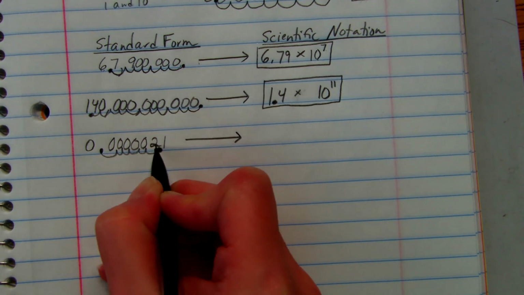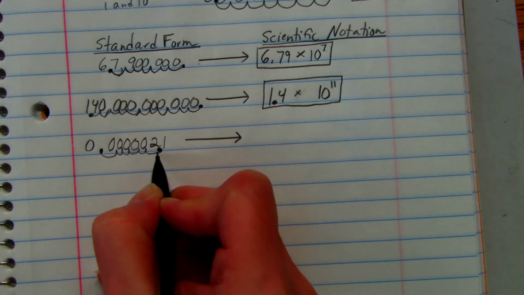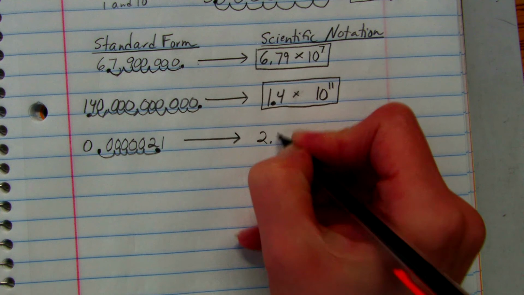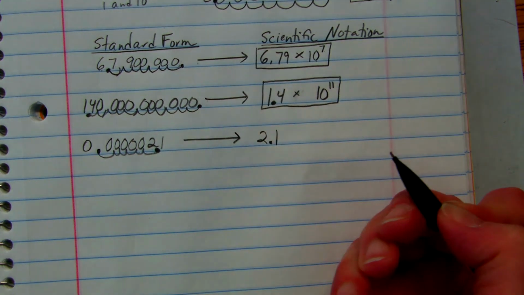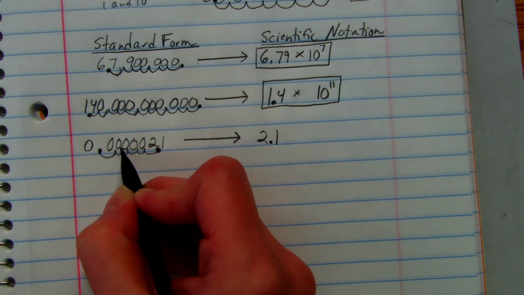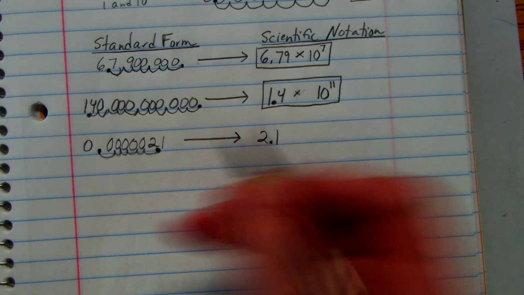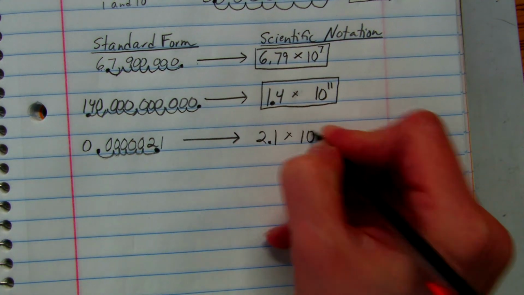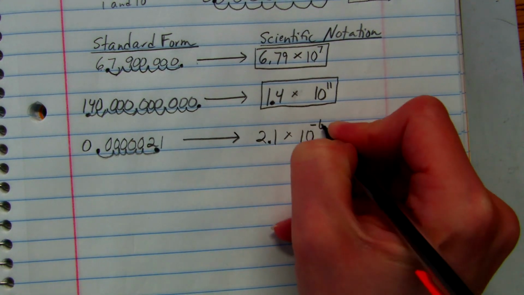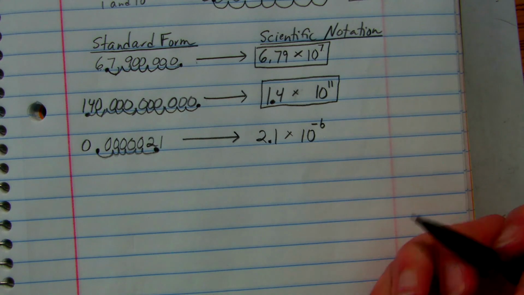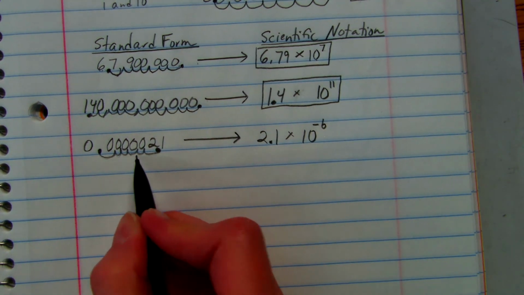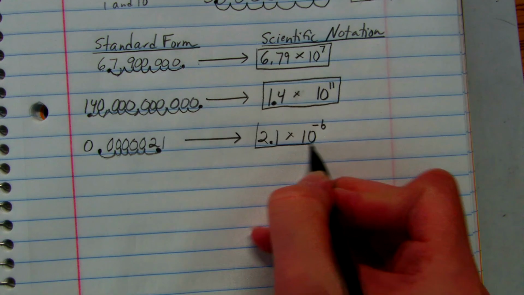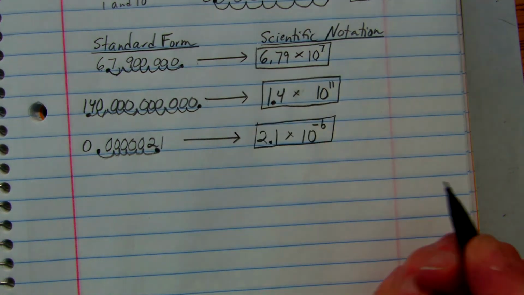I'm going to stop when I have 2 on the left side of the decimal point. So I'm going to have 2.1. I need to have something in that whole number spot. And then how many places? 1, 2, 3, 4, 5, 6. So times 10 to the negative 6th power. Now how did I know that it was negative? Because a decimal. So remember that the negative powers go with the decimal. That's how we can tell.